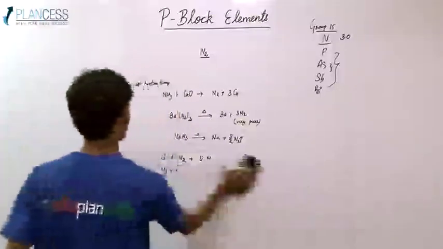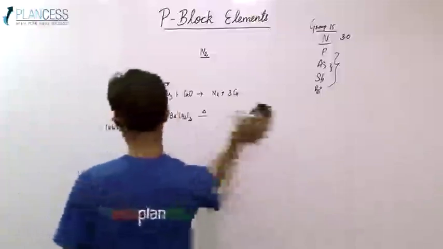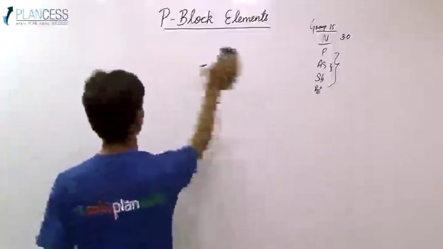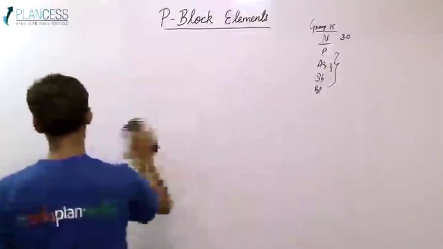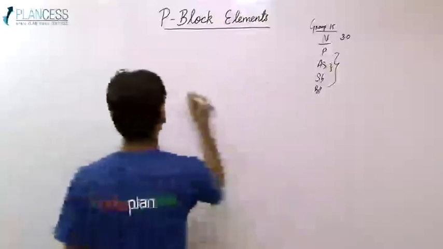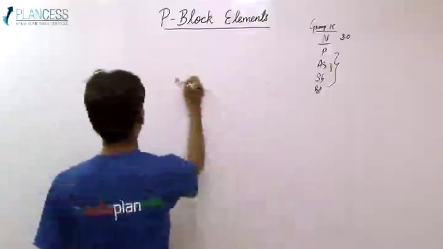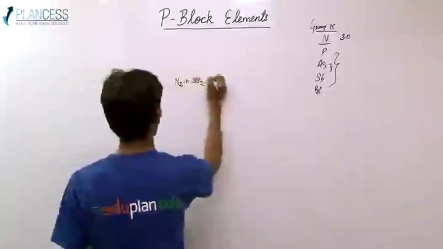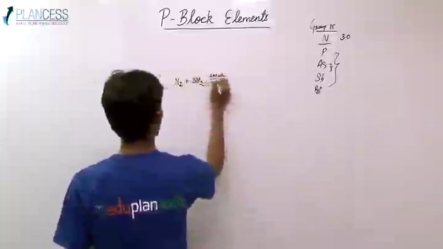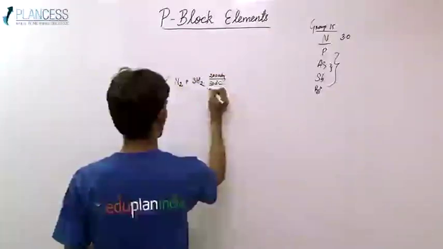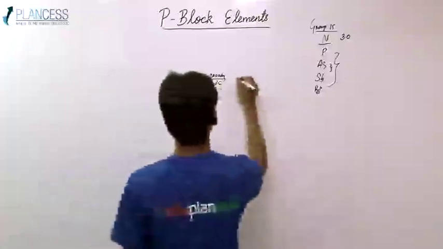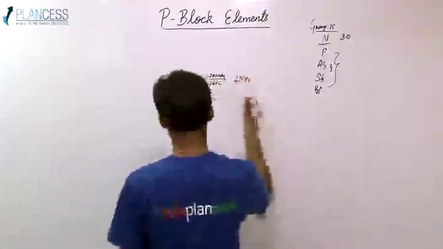You must be familiar with the Haber process: at 200 atmosphere and 500 degrees centigrade, in the presence of an iron catalyst and molybdenum promoter, N2 combines with H2 to form ammonia. So it is one of the important properties of N2 and is used in the preparation of ammonia. N2 combines with 3 moles of H2 at 200 atmosphere and 500 degrees centigrade in the presence of iron, Fe, as a catalyst, and molybdenum as a promoter. It forms 2 moles of NH3.